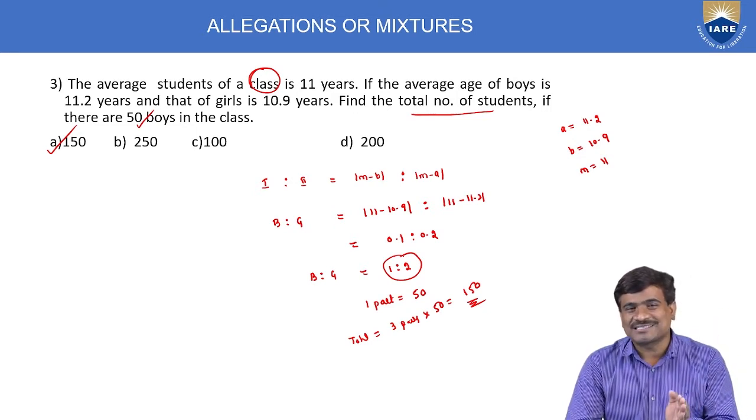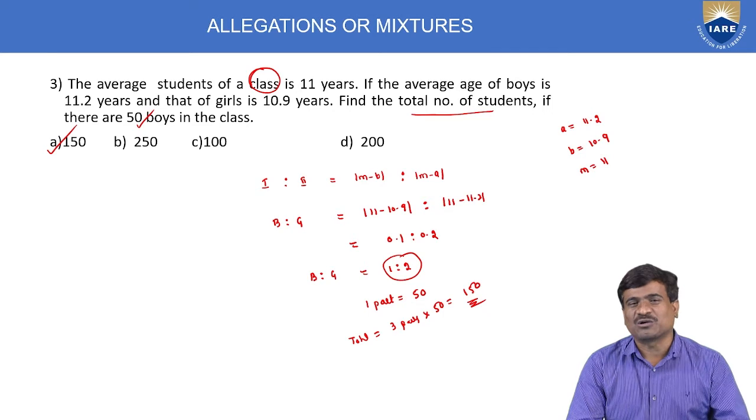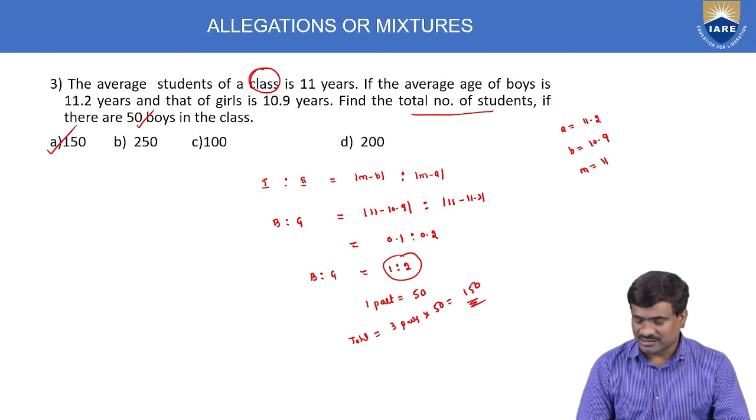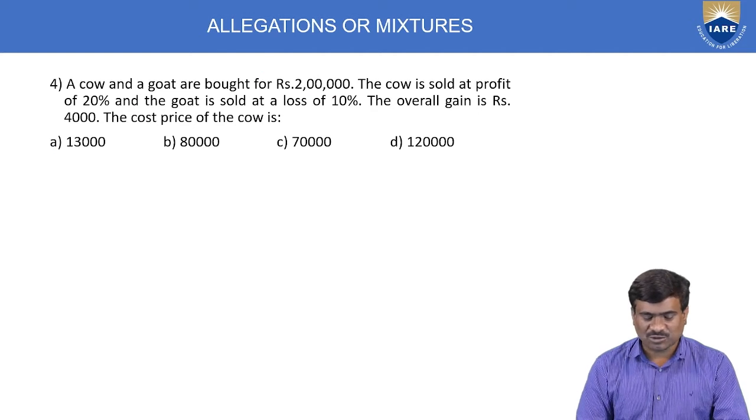Boys and girls 1 plus 2, 3 parts. We know that one part is equal to 50, so 3 parts is equal to 150. This is about the third example's solution. Next, the fourth example.